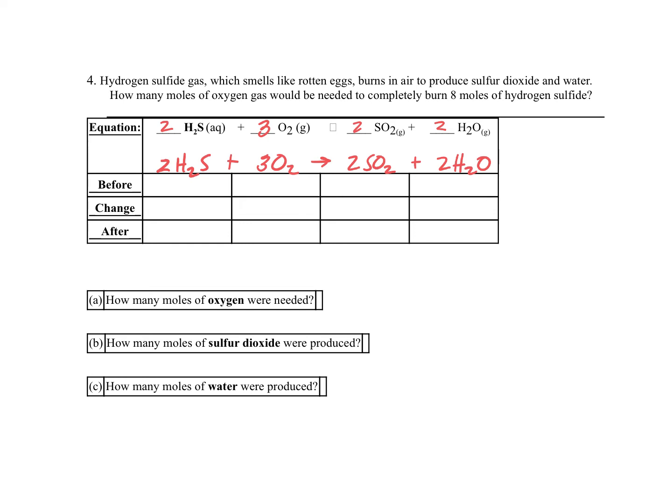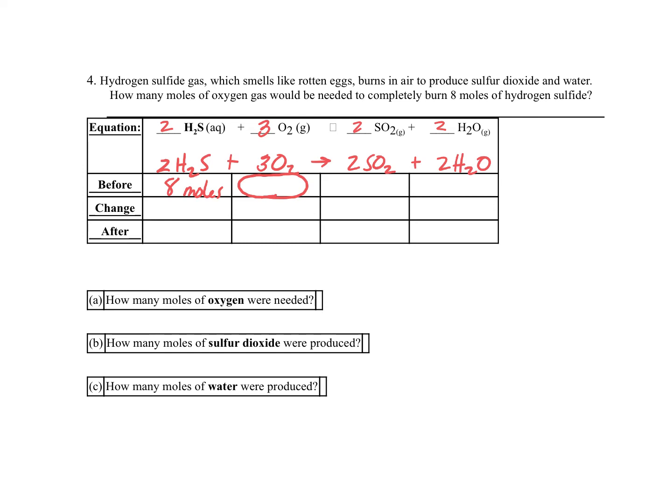I just wrote in everything in the BCA table. We've got our balanced chemical equation. Now let's just fill in what we're given. So the question is, how many moles of oxygen gas would be needed? We're going to be solving for what I'm circling right there. That's what we're solving for. We're given 8 moles of H2S, hydrogen sulfide.